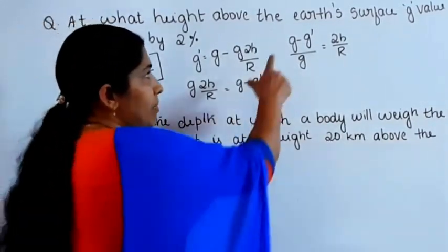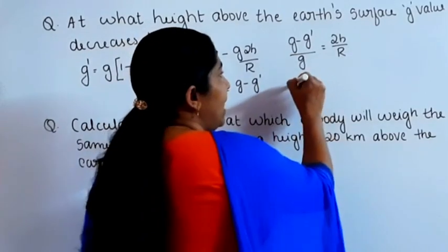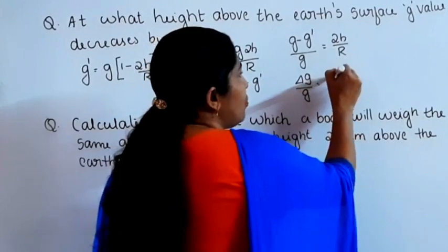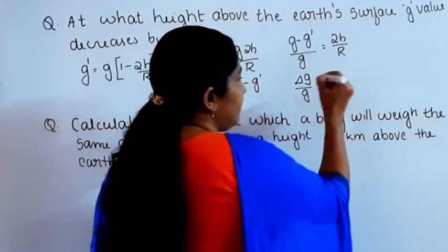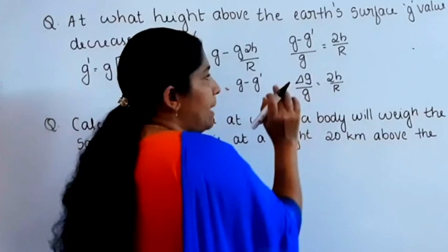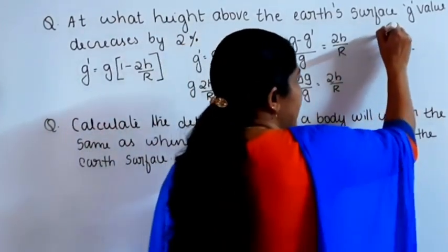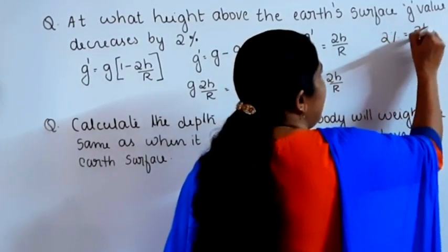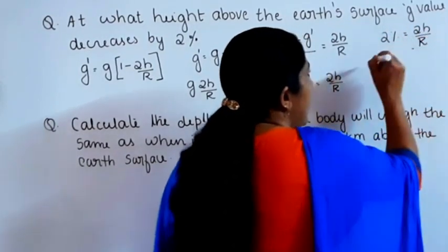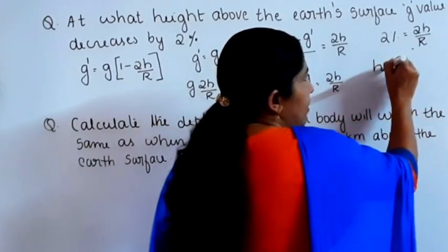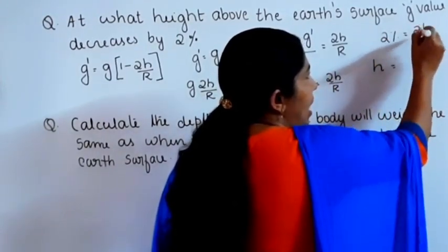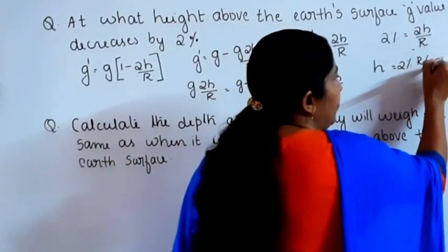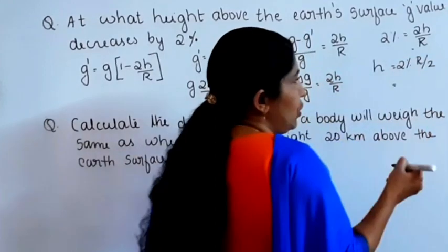What about g minus g dash divided by g? That's equal to delta g divided by g, which is equal to 2h divided by r. Delta g by g is equal to 2%. Then 2% is equal to 2h divided by r. On again rearranging, h is equal to 2% r divided by 2, that's equal to 1% of r.